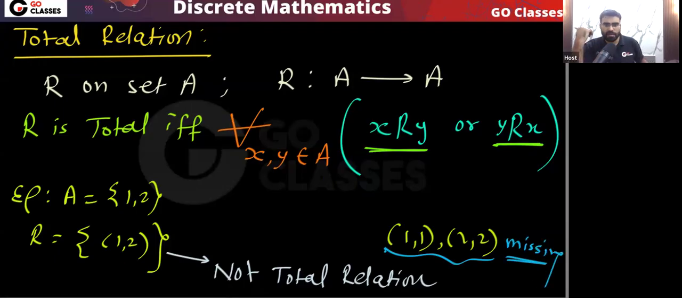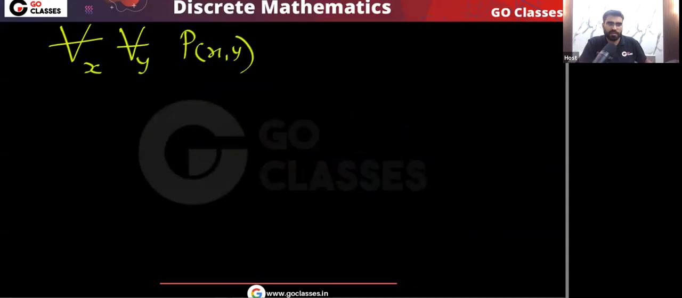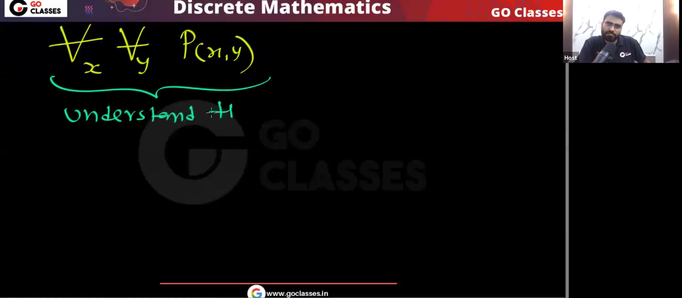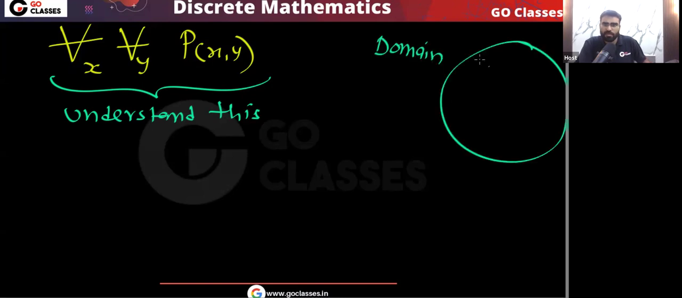Is this clear? See what I'm saying. Read this. When we say for all x, for all y, for example, for all x, for all y, P of x, y, what does this actually mean? Please understand this. Assume the domain is 1 comma 2. Let's assume this is the domain.